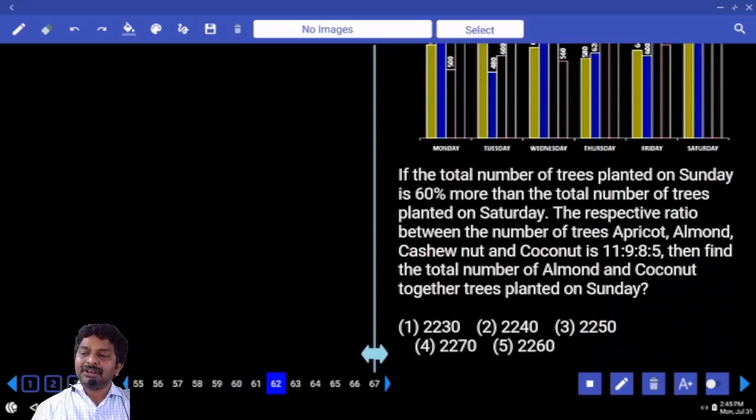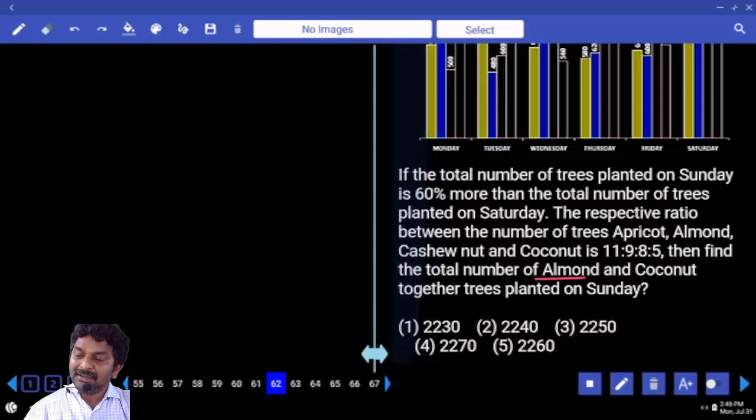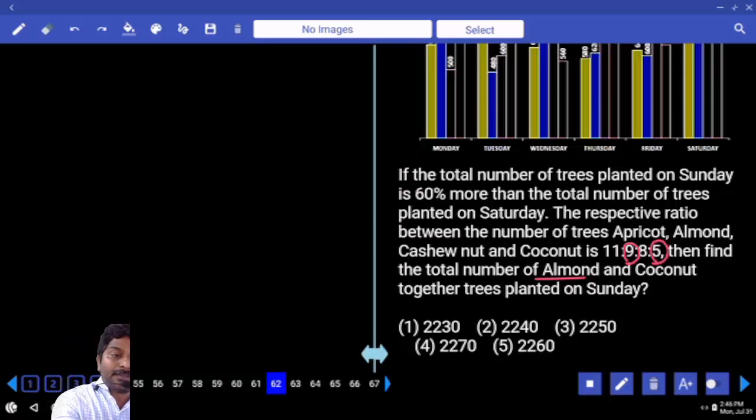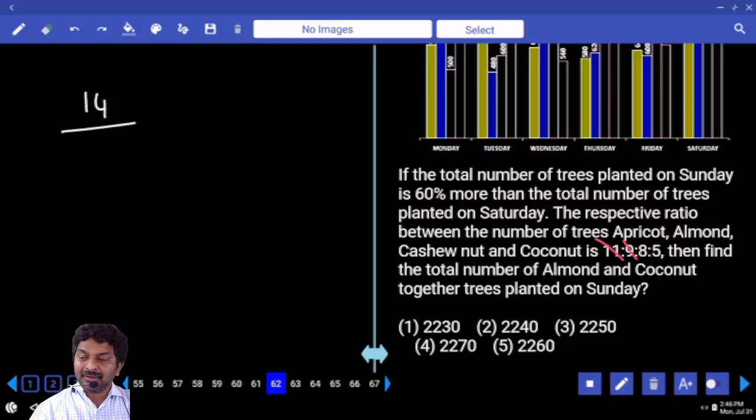Next. If the total number of trees planted on Sunday is 60% more than total number of trees planted on Saturday, the respective ratio between number of trees apricot, almond, cashew, coconut is 11, 9, 8, 5. Find the total number of almond, coconut trees planted on Sunday. Almond, in order, it is second number, right? Which is 9 parts, correct? Coconut is last number, right? 9 plus 5. We need to calculate 14 parts out of 11 plus 9, 20 plus 8, 28 plus 5, 33.